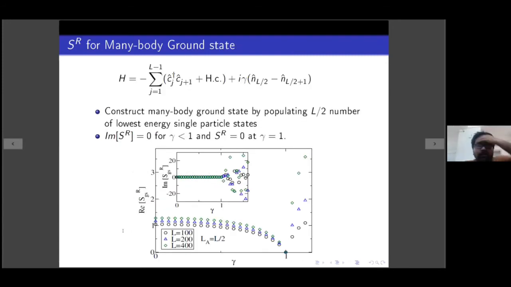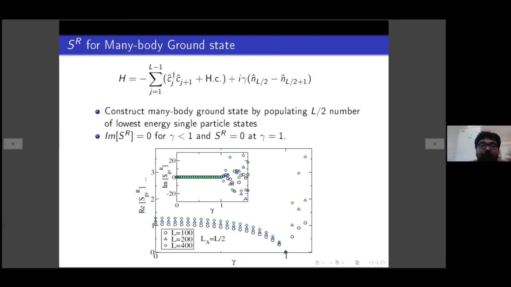Now, going back to this particular Hamiltonian I introduced earlier, which has a nice PT symmetric phase and also a PT broken phase, I just wanted to see what happens if I construct the many-body ground state of this Hamiltonian. Let's work at half filling. So let's assume that I am populating just the lowest L by 2 single-particle energy states. And then what I see is something remarkable happening here.